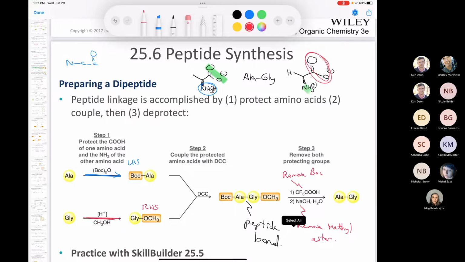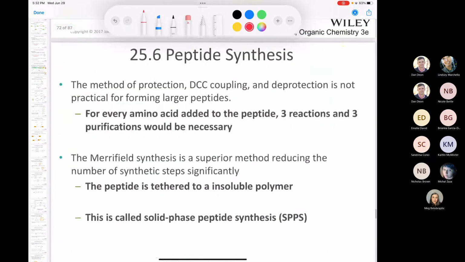All right. Well, with all that in mind, let's take a look at this. It says this is a way to make a dipeptide. There's nothing wrong with this. However, if you want to make a large peptide, you don't want to keep doing coupling after deprotection and protection and coupling and deprotection over and over and over. It gets very cumbersome because for every amino acid that you add, you have to do 3 reactions and you have to purify it every time.